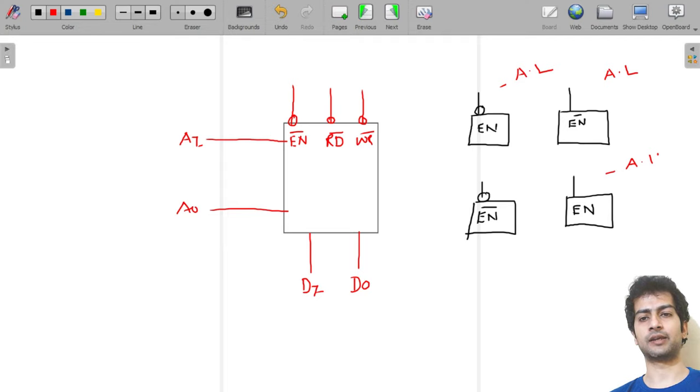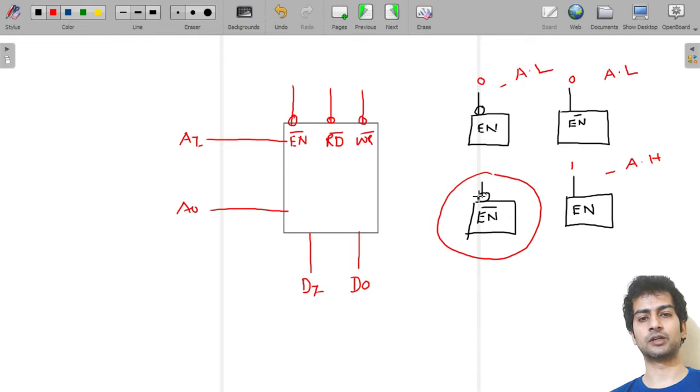Active low means the input has to be 0 to get it activated. Here the input has to be 1 to get it activated. Now this is the disputed part. I will not say disputed part, but here most of you get confused.